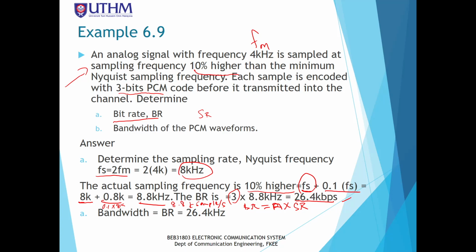And then the bandwidth. The question asks for the bandwidth of PCM. So the bandwidth of PCM, as I mentioned earlier, is actually equal to the bit rate, which is 26.4 kilohertz. Okay, same as this one, but the unit is in terms of hertz. So we produce 26.4 kilohertz. We actually need this bandwidth in order to support this bit rate or data rate. We need a bandwidth of about 26.4 kilohertz.